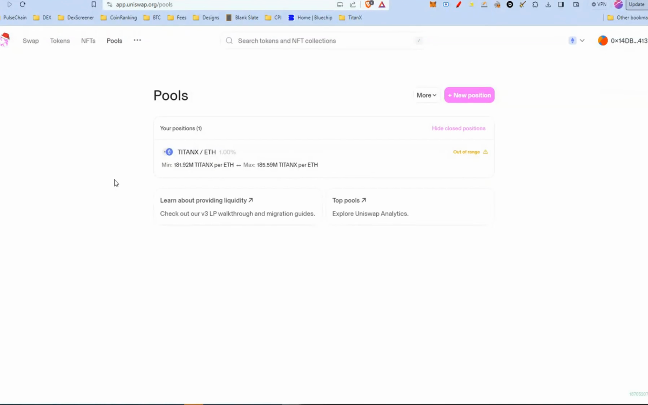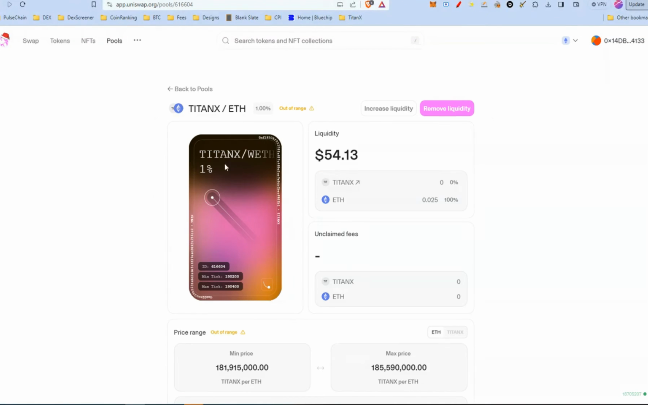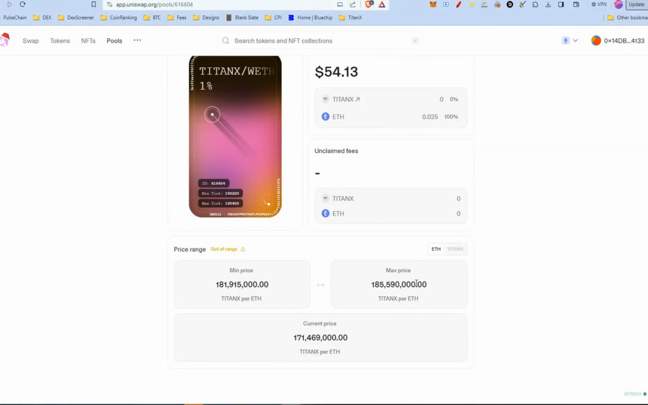But if we go back to the pools and click on our position, there you go, you can see this is the NFT, which has the ID and then some more information. Let's have a look at what you see here. First, you're seeing my liquidity, which is around $54. You can see it's only single-sided, so it's 0.025. Currently, there are no fees because the price is still under. And here you can see the price range where I'm providing liquidity: the min price and the max price, and you also see the current price.